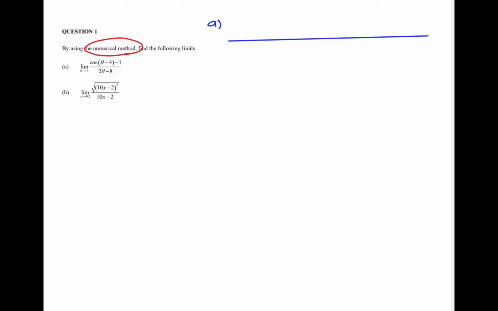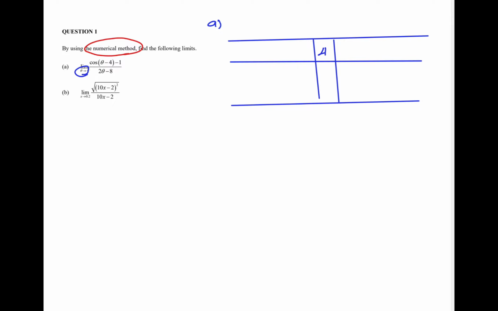So we can choose 3 numbers from the left and 3 numbers from the right in order to solve these problems. For example, x approaches 4. Three numbers from the left, we can choose 3.9999, 3.999, and 3.99. From the right, maybe we can choose 4.0001, 4.001, and 4.01.